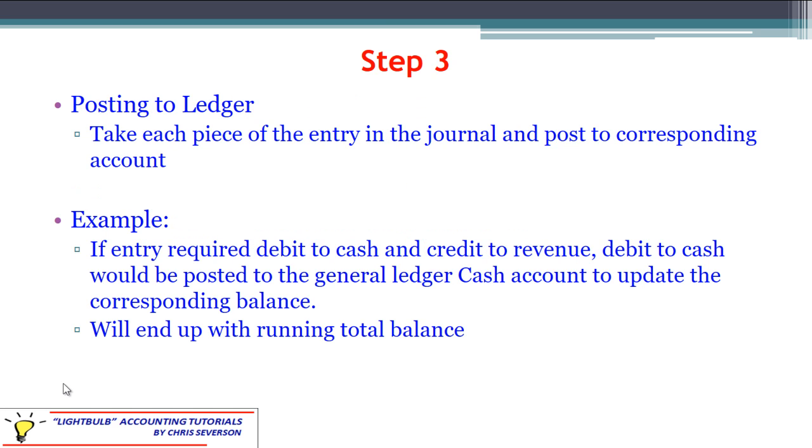Step 3 is posting to the ledger. This is where we take each piece of the journal entry, so it could be two accounts that were impacted, and we post that piece of the transaction to its corresponding account. The example I'm giving here is if an entry required a debit to cash and a credit to revenue, then we take each of those pieces. We'd move the debit to cash over to the general ledger cash account so that we now know what the updated cash balance is. And we'd pull the credit to revenue over to the revenue account, so now we know what its total balance is.